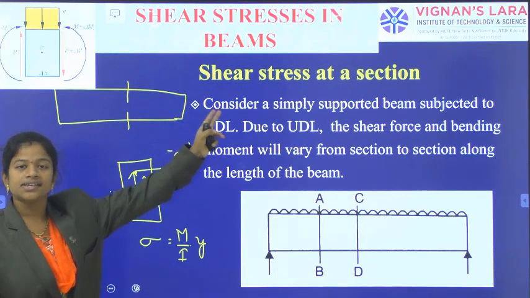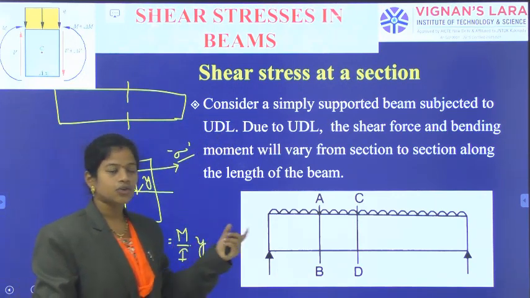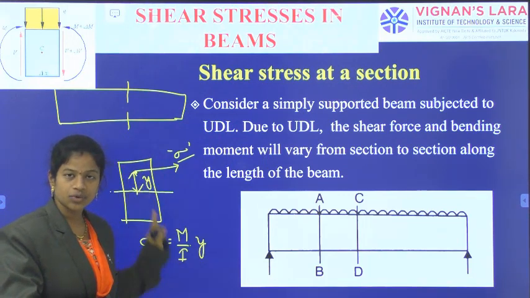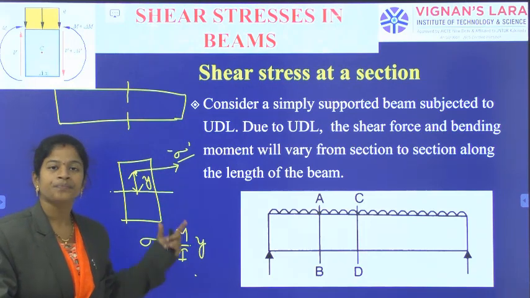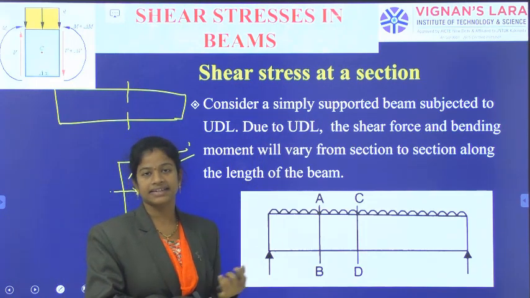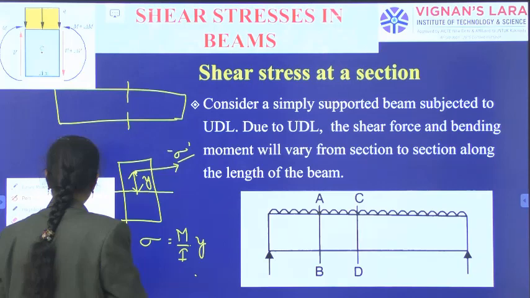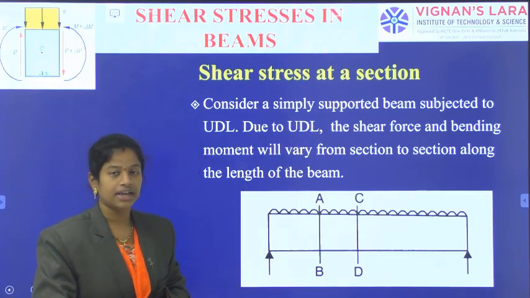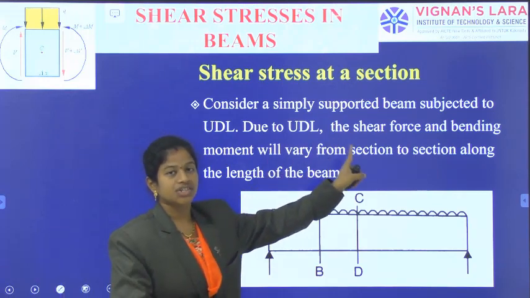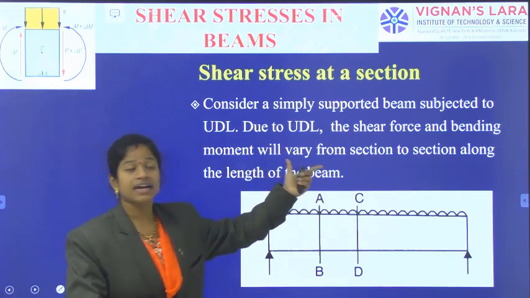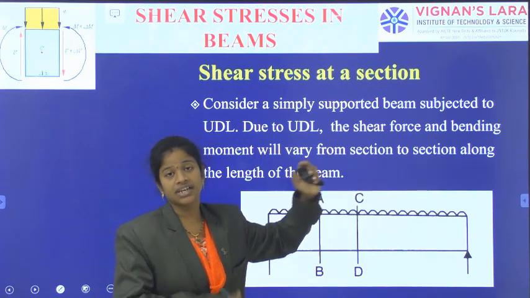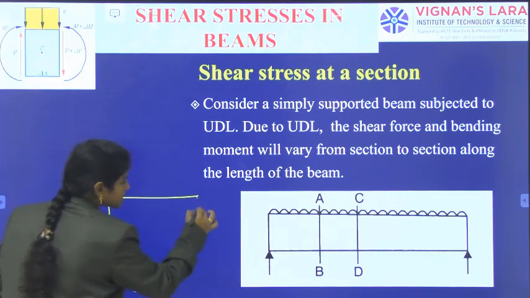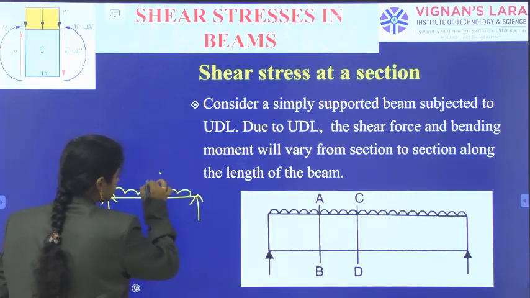Here also, shear stress at a section I am calculating using the conditions from the basic principle. Okay, so the previous derivation we have gone through, and we have got this term, and we are going into the shear stress calculation. Consider a simply supported beam which is being subjected to UDL, and due to that UDL, the shear force and bending moment are varying from section to section along the length. So a simply supported beam which is being subjected to UDL over the entire length.